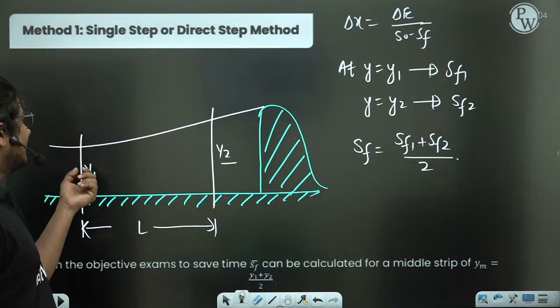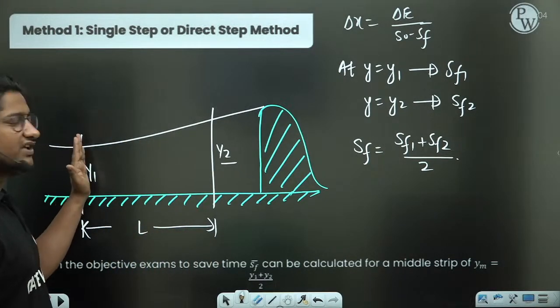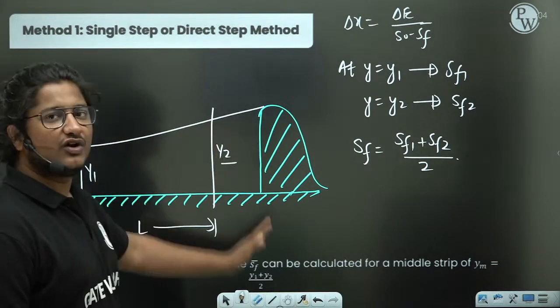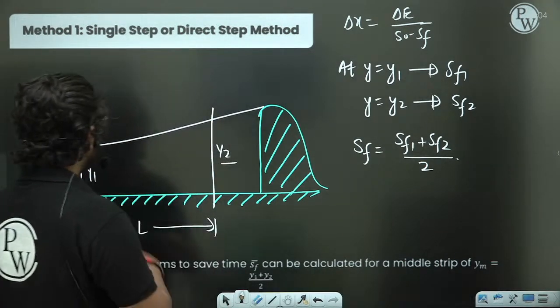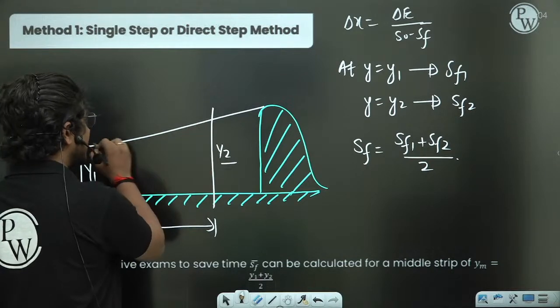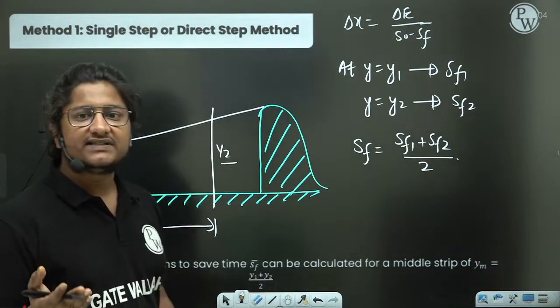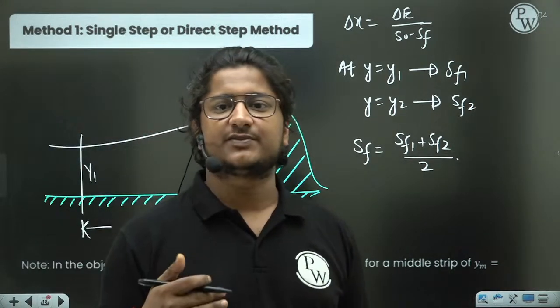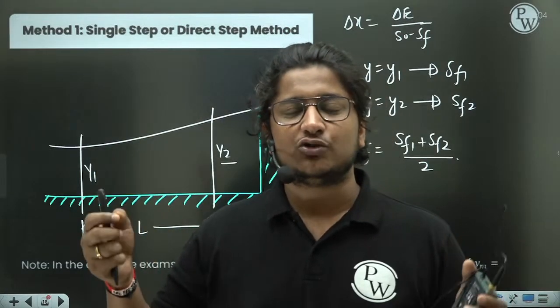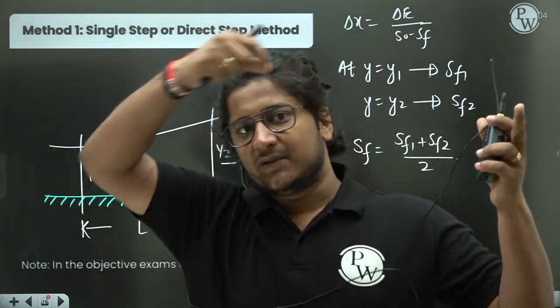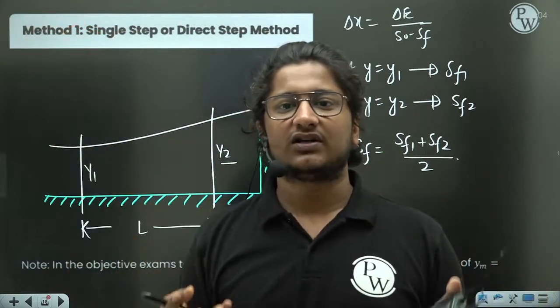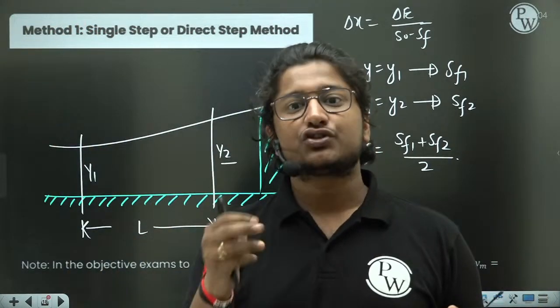Because here you have taken only 2 points. At y1 you have taken the SF1 value, at y2 you have taken the SF2 value. But what about the complete water surface profile? You have not considered the complete water surface profile. It means you are giving your value based on only 2 points. In between, whatever points come, you are not considering in your analysis, which is not good for us.